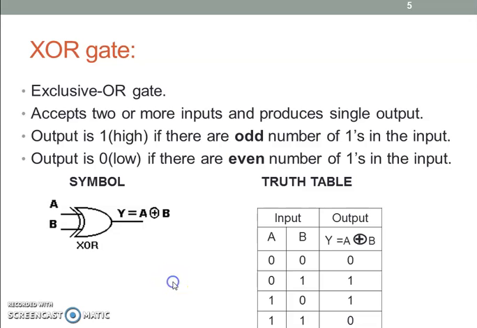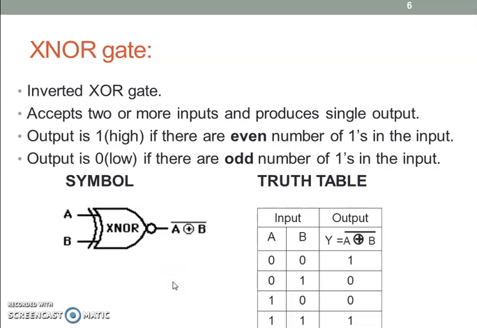Then move on to the next type of derived gate, the XNOR gate. The XNOR gate is also called the inverted XOR gate, meaning the complement of the XOR gate. It accepts two or more input signals and produces only one output signal. Here the output of the XNOR gate is low if the input consists of an odd number of ones; if the inputs have an even number of ones, in that case the output is high.